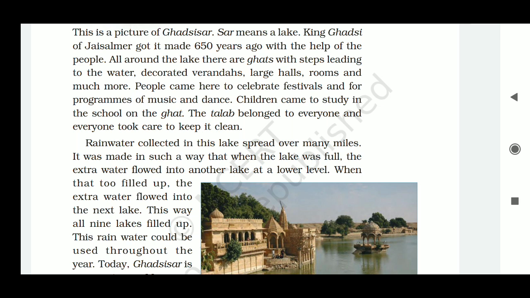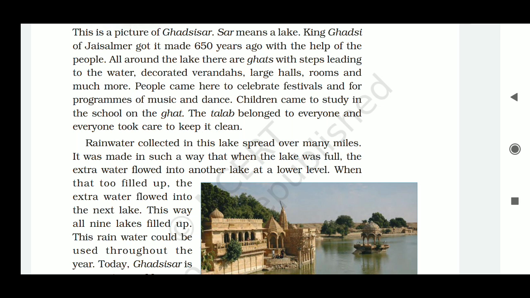The talab belonged to everyone. Talab means lakes. It belonged to everyone and everyone took care to keep it clean. Rainwater collected in this lake spread over many miles. It was made in such a way that when the lake was full, the extra water flowed into another lake at a lower level. So it is used for collecting rainwater, which can be utilized by people living near the lake, and it spread over many miles.